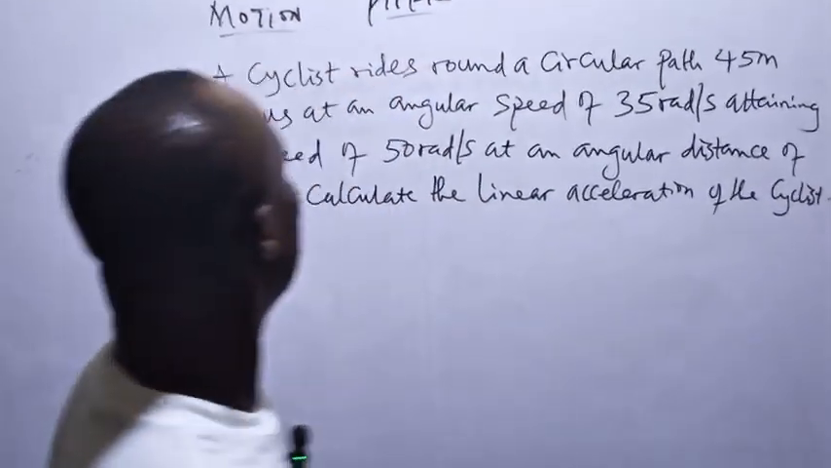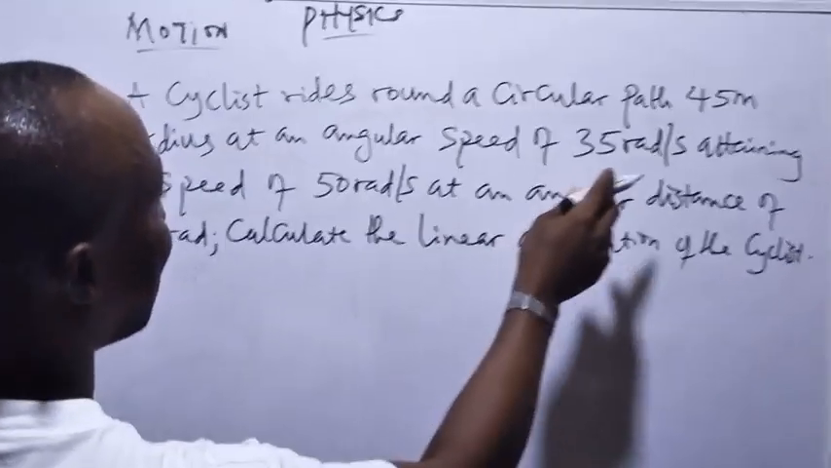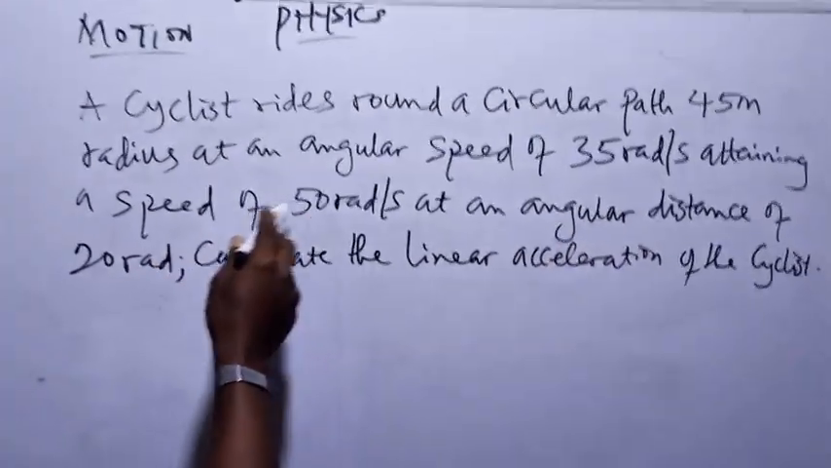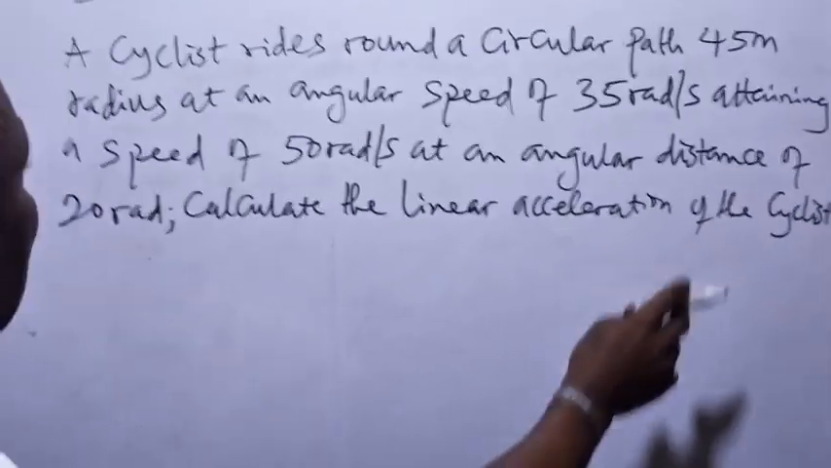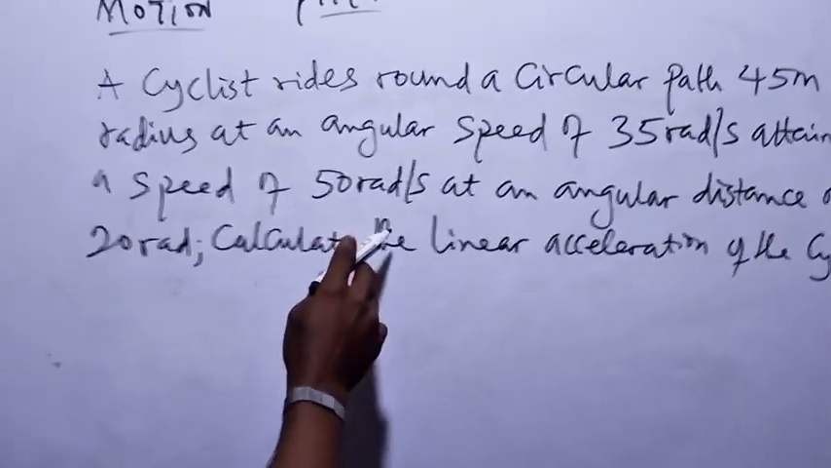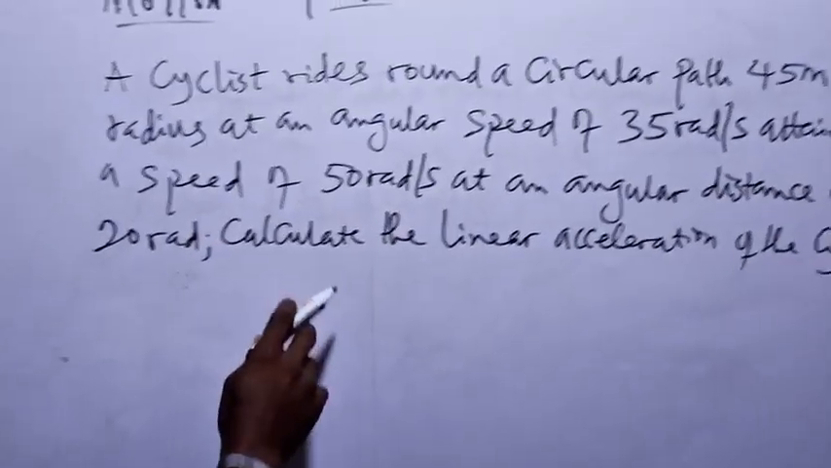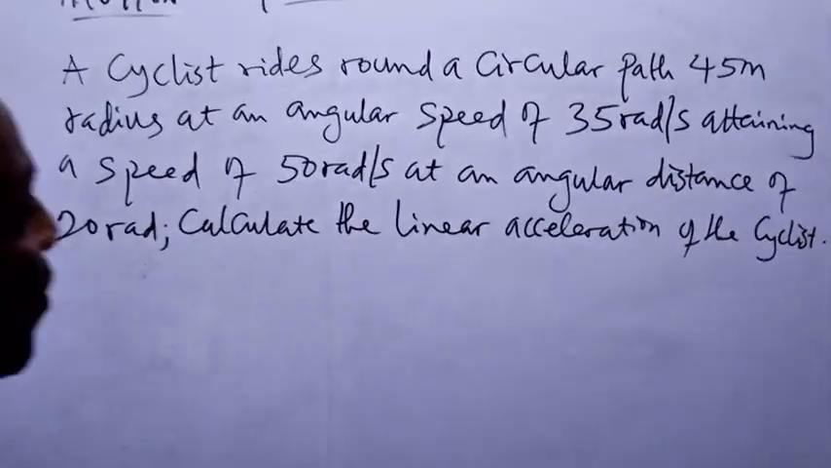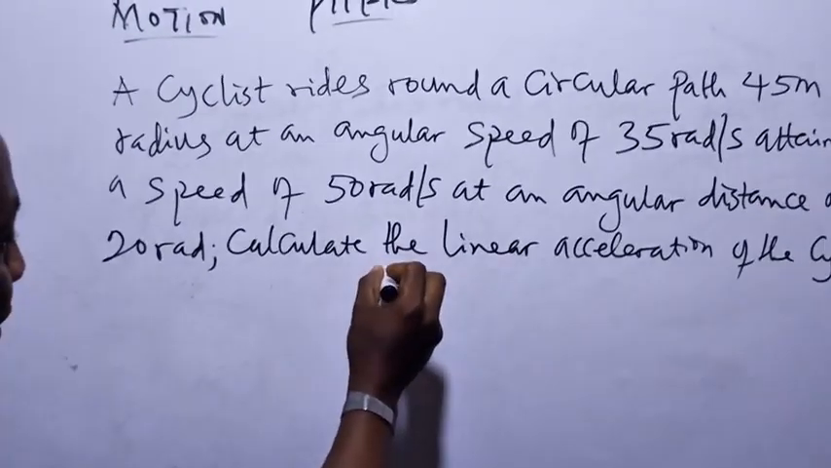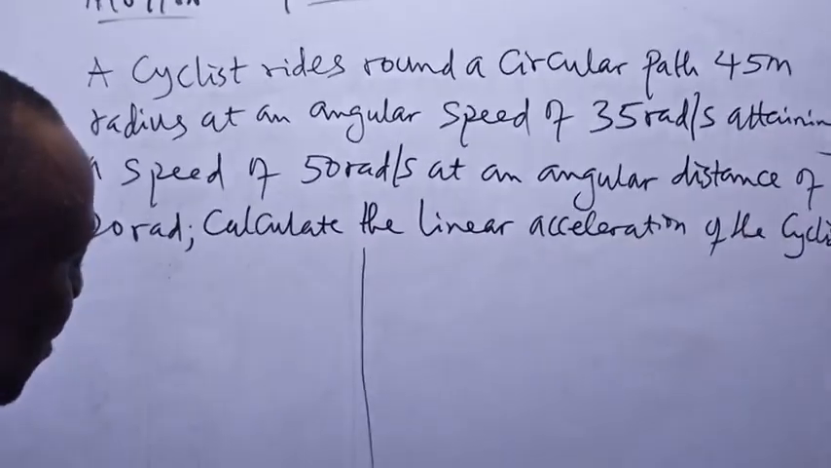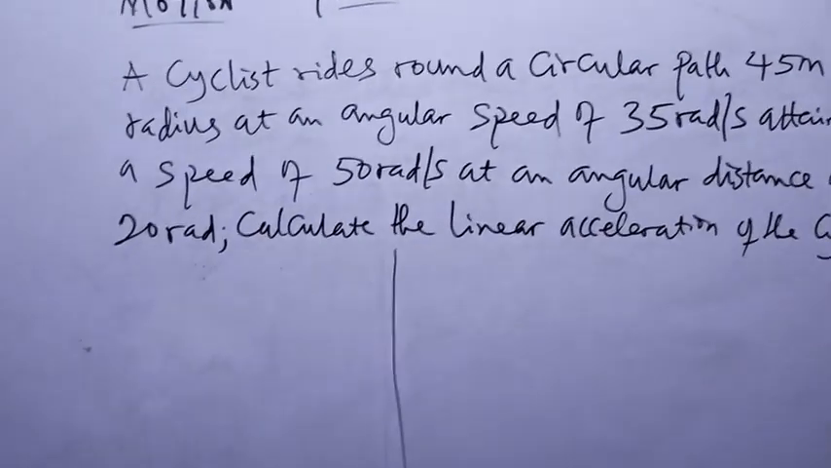We have here a cyclist who rides round a circular path of 50 meter radius at an angular speed of 35 radians per second, attaining a speed of 50 radians per second at an angular distance of 20 radians. Calculate the linear acceleration of the cyclist. Now you can see that the question is quite different from how we used to see it.